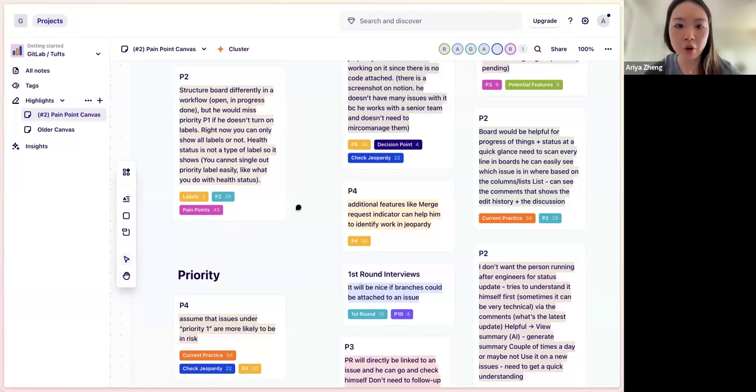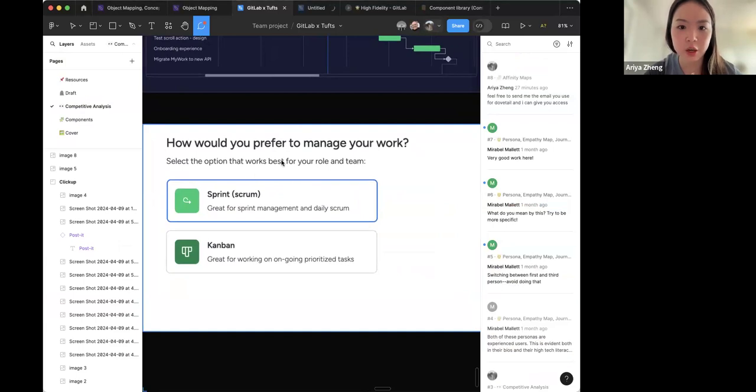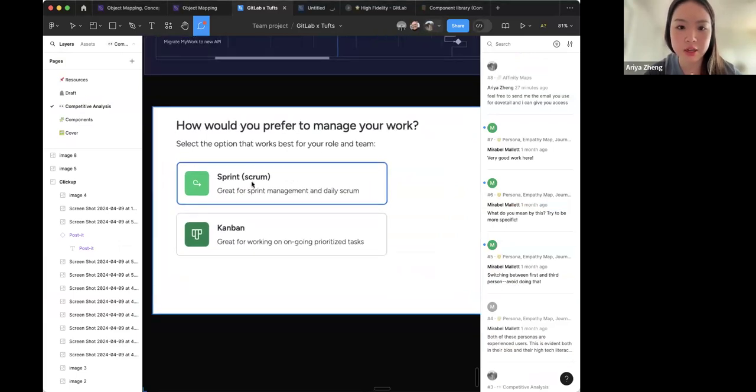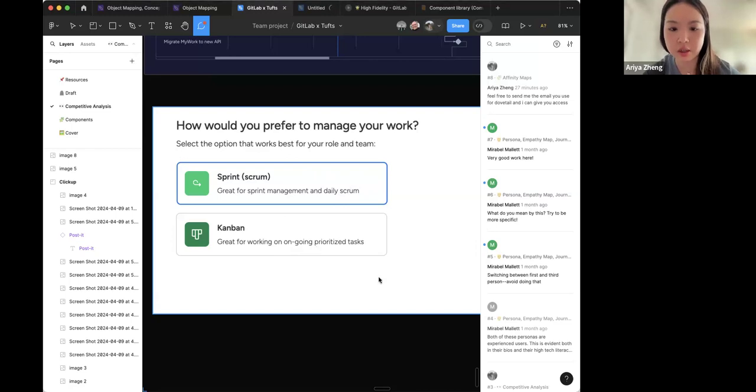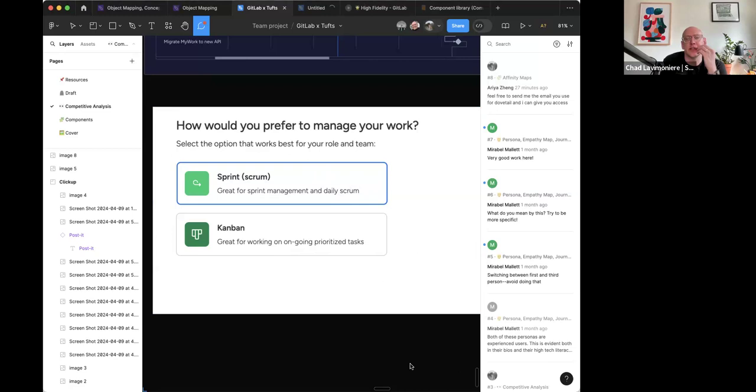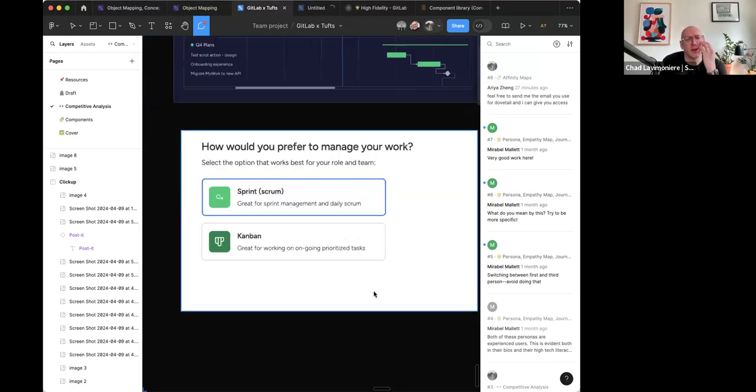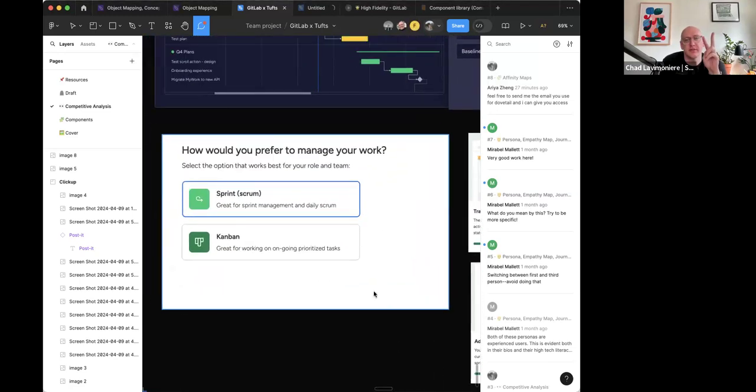I also saw on the onboarding of Monday.com, they actually let you choose how you would prefer to manage your work. Select the option that works best for your team. They say sprint, scrum, great for sprint management and daily scrum, which is like the list. And then Kanban is great for working on ongoing prioritized tasks. I think Jira does a similar thing at the level of a project, where you choose between these two different paths.